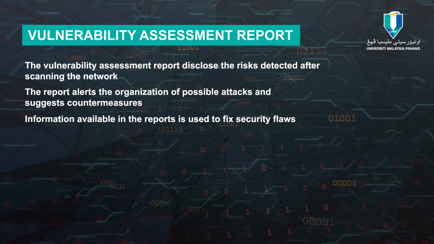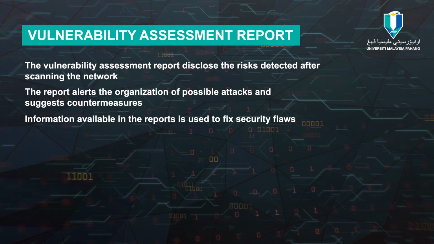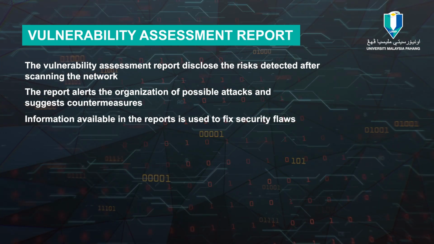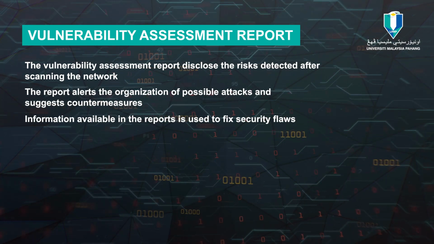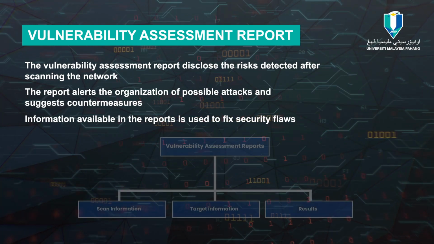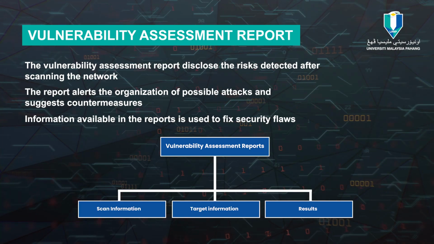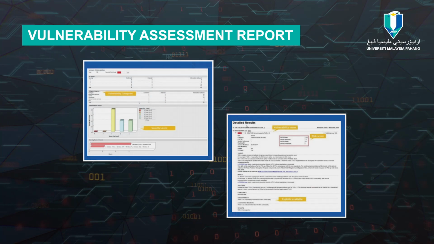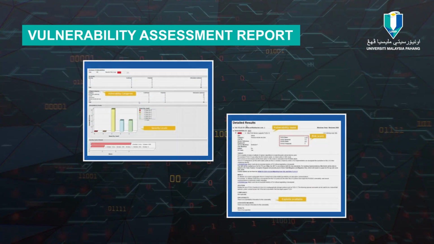Vulnerability assessment report. First, we must run the vulnerability assessment, which discloses the risks detected after scanning a network. Number two, a report alerts the organization of possible attacks and suggests countermeasures. Number three, information available in the report is used to fix security flaws. A vulnerability assessment report includes scan information, target information, and also the results. This is an example of analyzing a vulnerability scanning report.